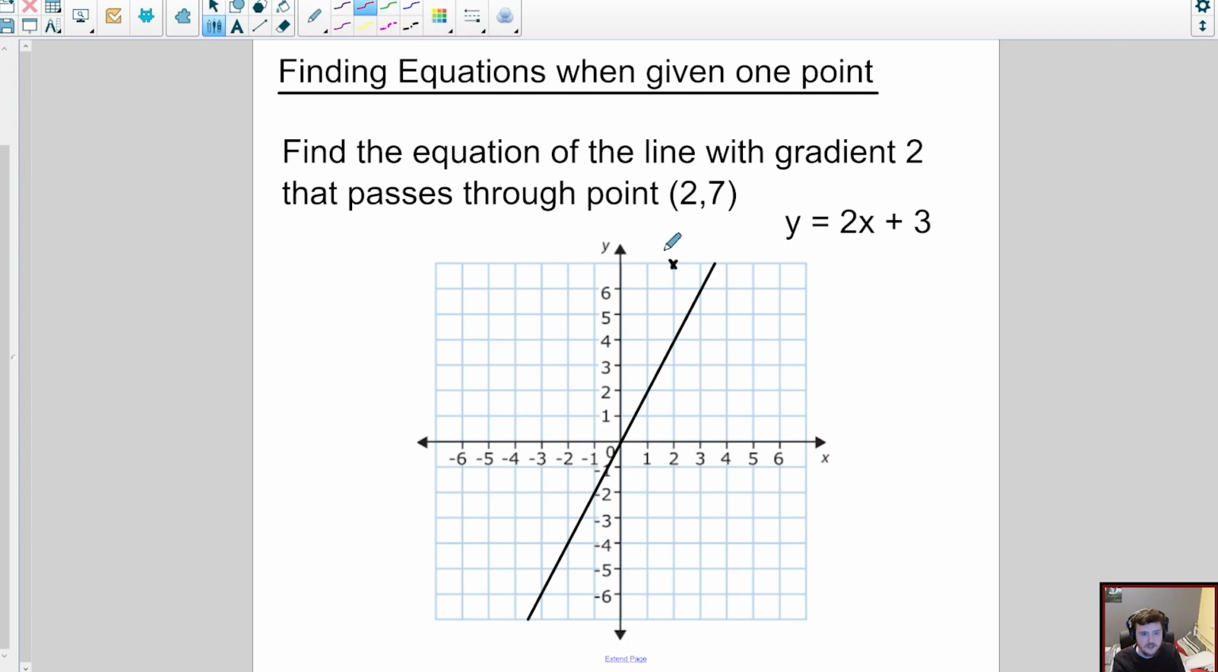This point is in line with this point here. So how do I get from here to here? I have to go up 3. So it must be add 3. And that's another way of doing the problem as well.